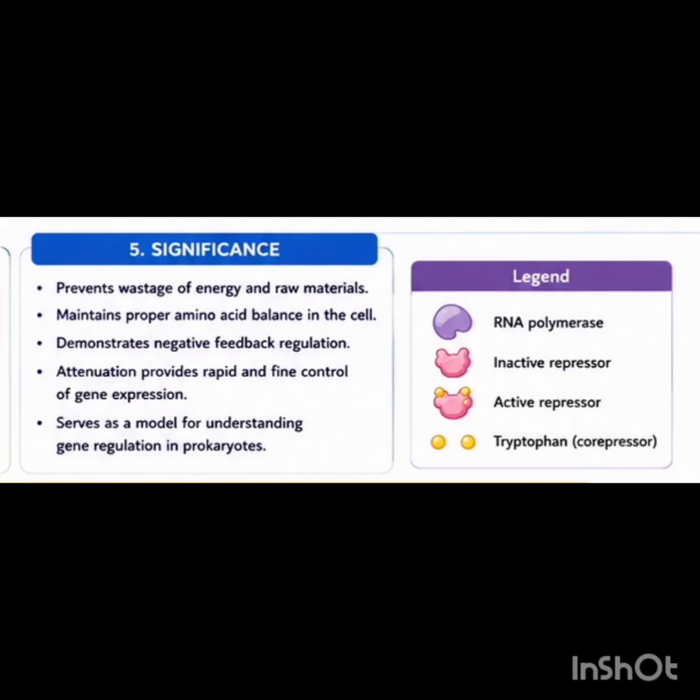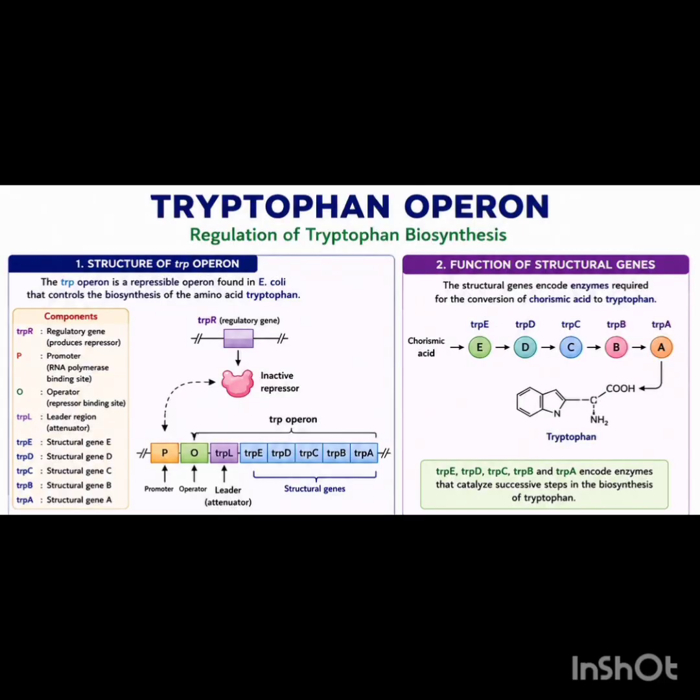So in summary, the tryptophan operon in E. coli is a repressible operon responsible for controlling the biosynthesis of tryptophan. It consists of a promoter, operator, leader sequence, and 5 structural genes.